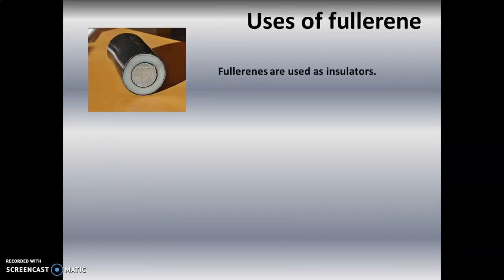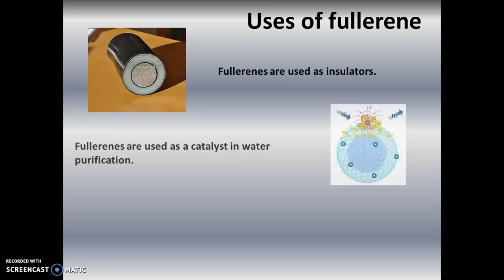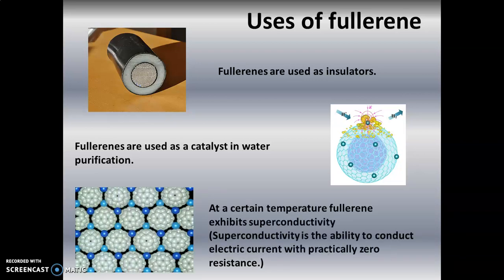Then uses of fullerene: it is used as an insulator. Okay, so in a wire it is used as an insulator. It is also used as a catalyst in water purification to speed up the process. At certain temperatures, fullerene exhibits superconductivity. What is superconductivity? It is the ability to conduct electric current with zero resistance.